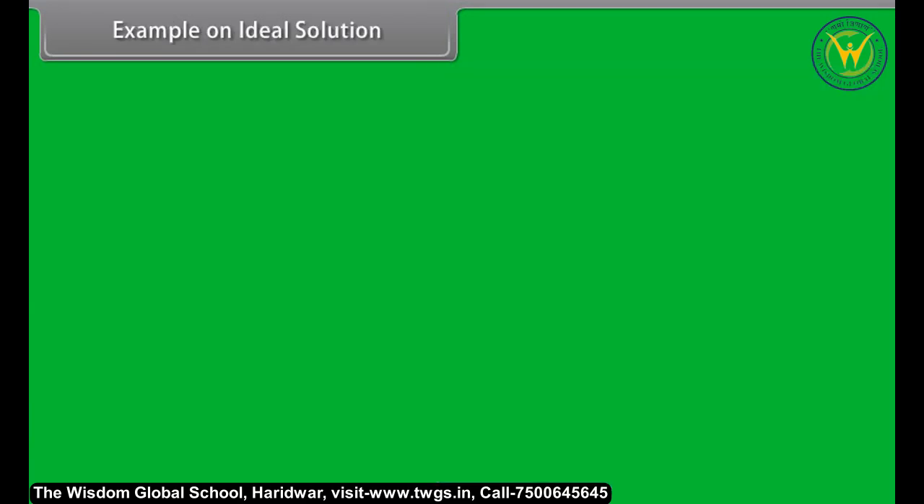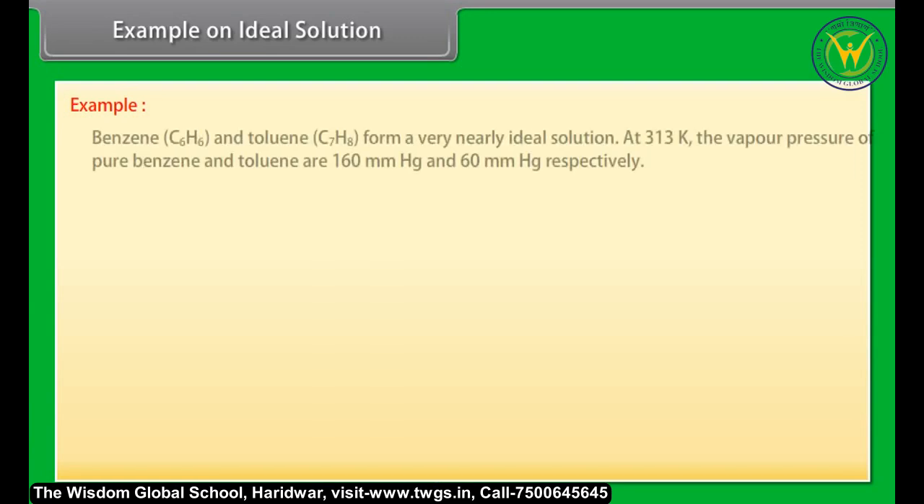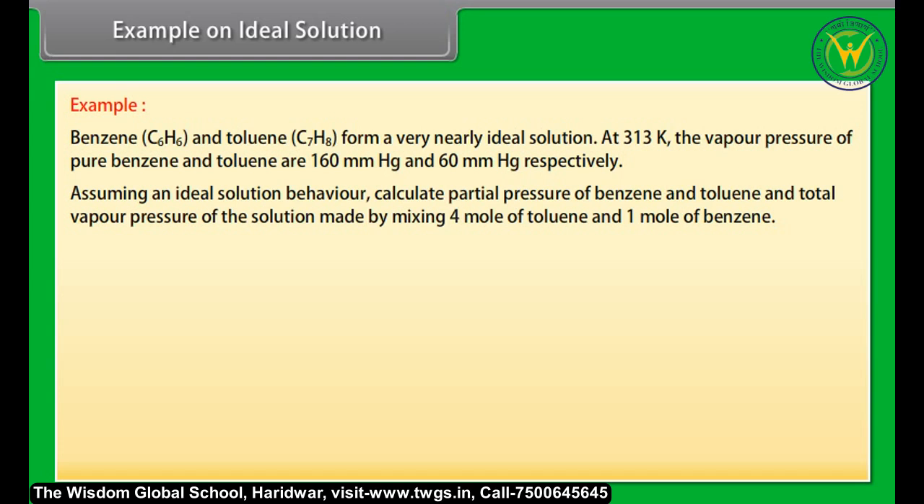Example on ideal solution. Let's take an example of ideal solutions. Benzene and toluene form a very nearly ideal solution. At 313 Kelvin, the vapor pressure of pure benzene and toluene are 160 mm Hg and 60 mm Hg respectively. Assuming an ideal solution behavior, calculate the partial pressure of benzene and toluene and the total vapor pressure of the solution made by mixing 4 mole of toluene and 1 mole of benzene.